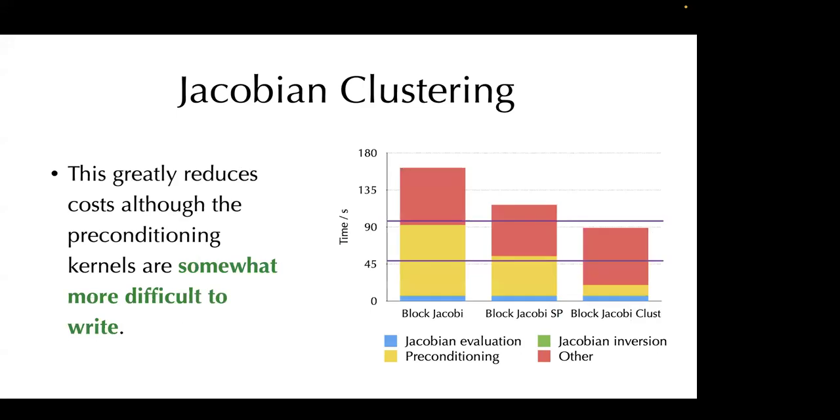And here you can see the overall performance profile, where we're now doing single precision block Jacobi preconditioning, but where all of my elements share the same preconditioning matrix, and performance is substantially improved still. This allows for greatly reduced costs, although it should be said that actually writing the kernels to perform these preconditioning operations is somewhat more fiddly, and doing this well is an ongoing area of research.